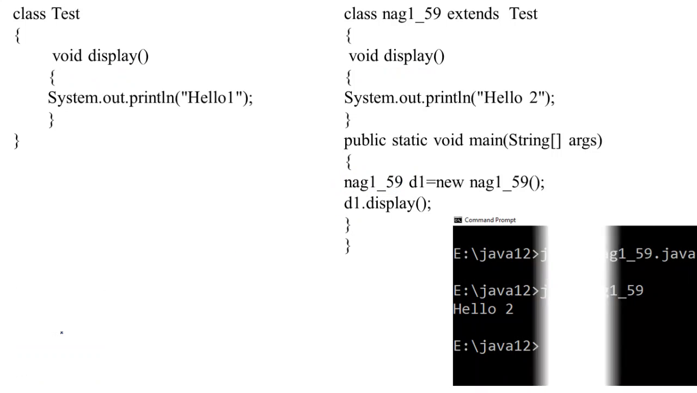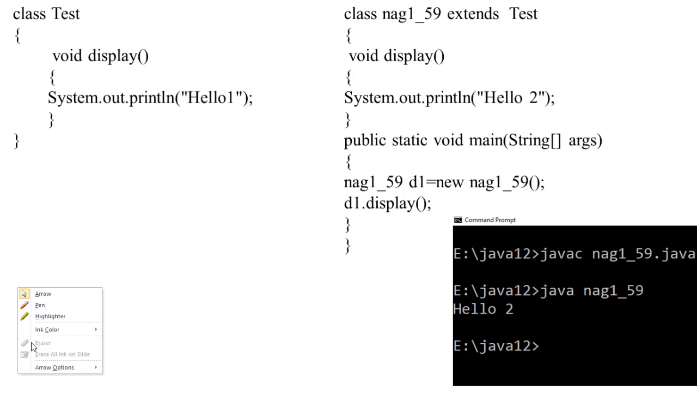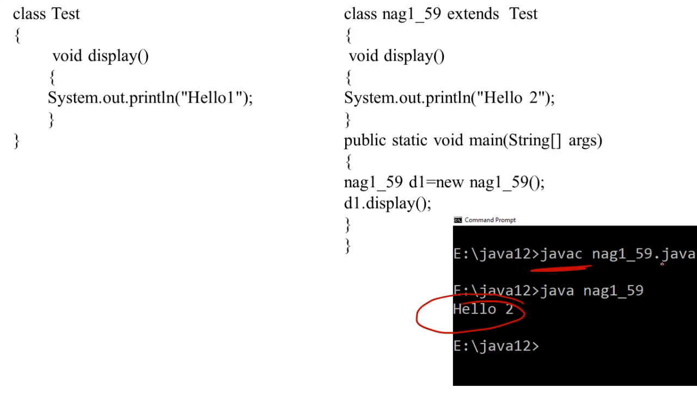Let me show the output once. Just observe carefully. What output are you getting? You are getting output hello 2. This is javac nog1_59.java, java nog1_59. If I run this program, what output will I get? I will get hello 2. If you are getting hello 2, what does it mean? This particular method is executing. Why? Because it is displaying the output hello 2.